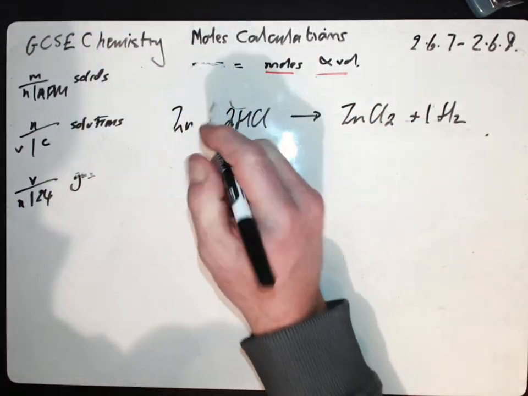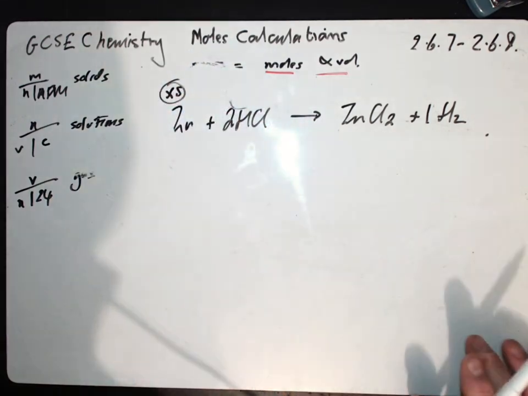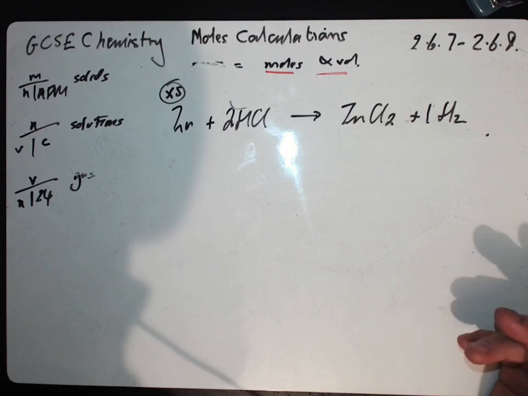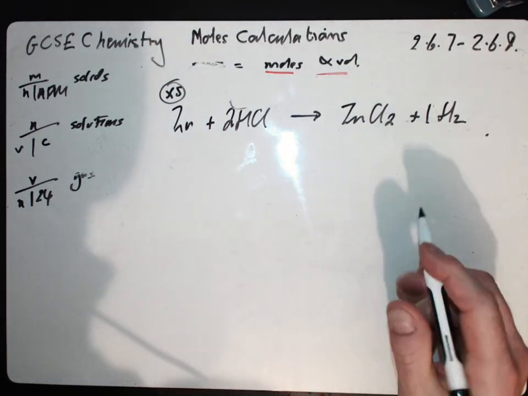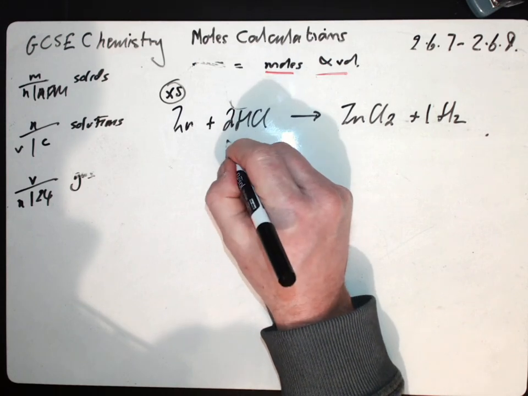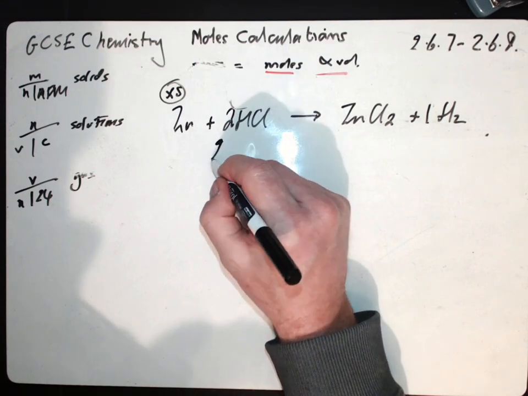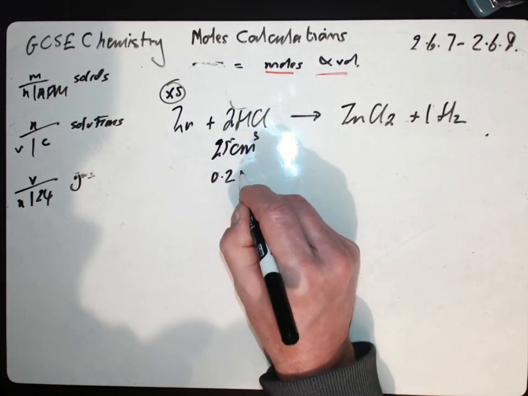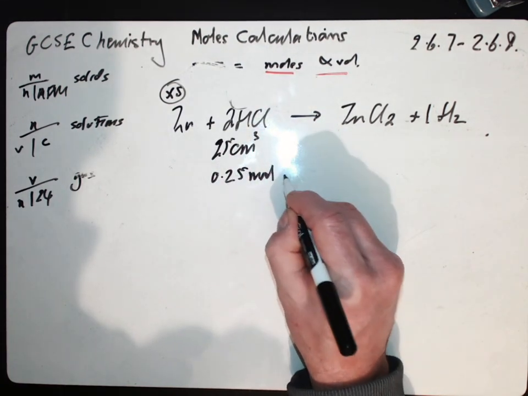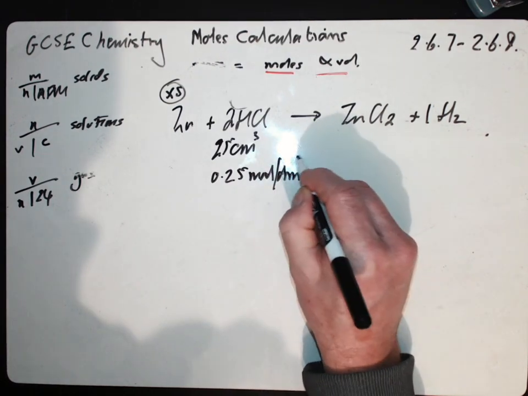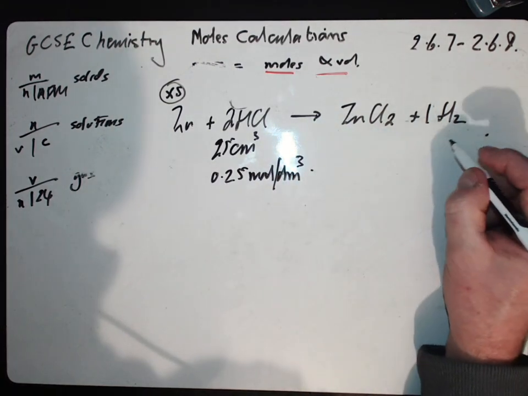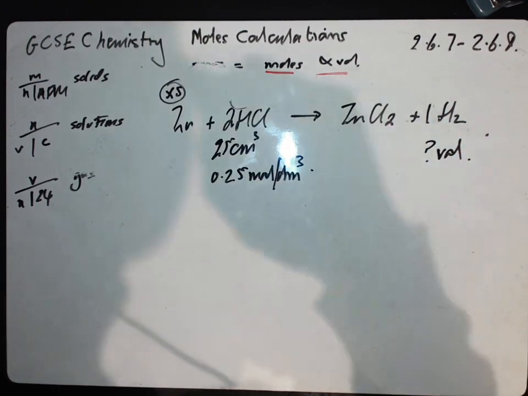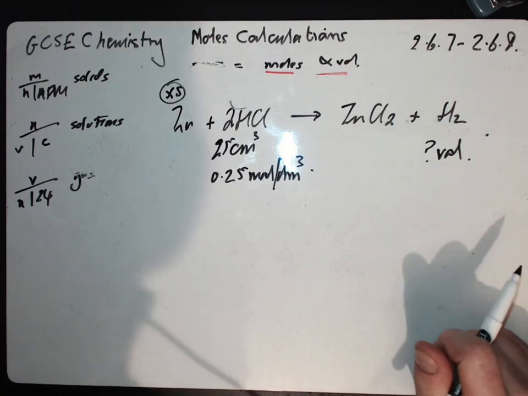Okay, so let's say this time, I'm just doing another couple and then it'll be over to you guys to do the questions from the notes. This time I have got an excess of zinc, and I've got, let's say, 25 cubic centimeters of 0.25 concentration moles per decimeter cubed hydrochloric acid. And my question is, what volume of hydrogen gas will I make?